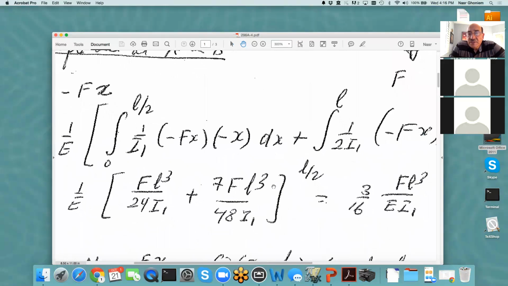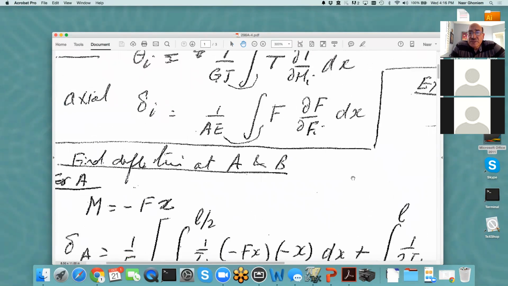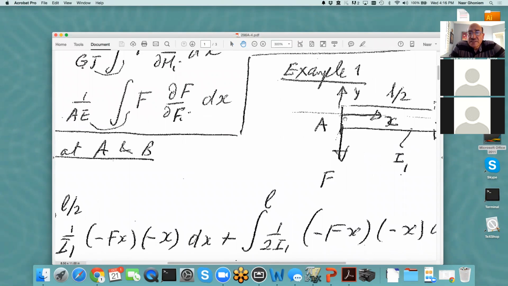And the integration of the first one, you know that we have x squared. So integration of x squared is x cubed over 3. So you get, and then you substitute for the limit L over 2, you get L cubed over 24I1. And then you do the integration for the second one, you get 7 over 48 of the same combination of parameters. And the final result is 3 over 16 FL cubed over E I1. So this is the deflection that we computed under this point.